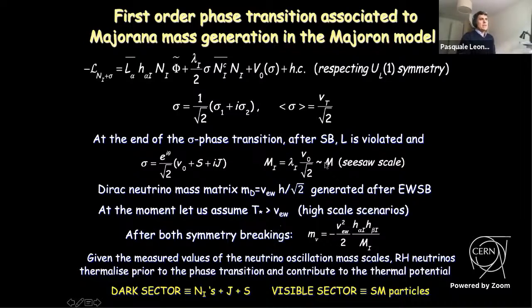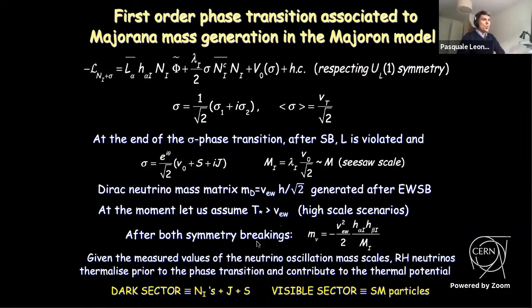Typically, I will assume that this phase transition happens before electroweak symmetry breaking or close to it. So after it, you will have the usual electroweak symmetry breaking and neutrinos get a Dirac neutrino mass matrix. After both symmetry breakings, finally the light neutrino masses will be given by the seesaw formula. Notice that at the seesaw scale, given the neutrino oscillation experiments and the values of the atmospheric and solar neutrino mass scale, you can show that right-handed neutrinos will be thermalized prior to the phase transition and will contribute to the thermal potential I was showing before.